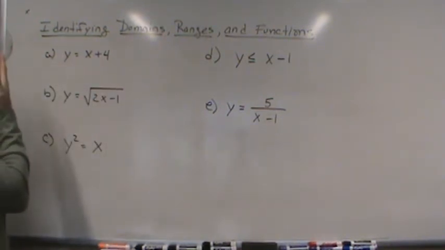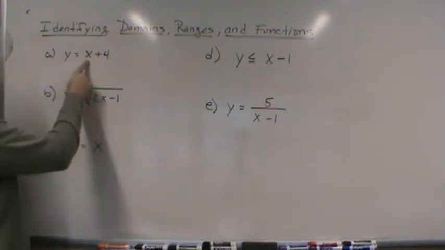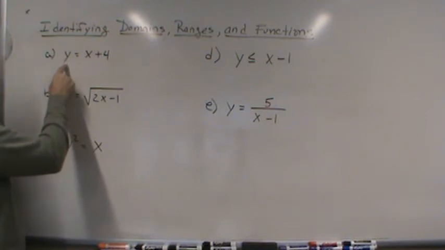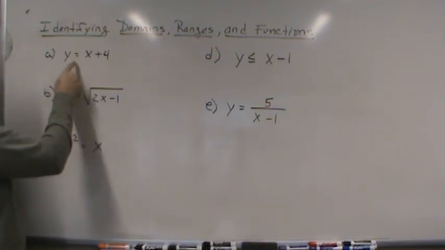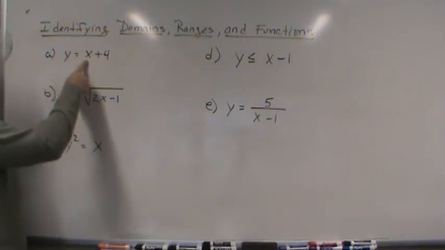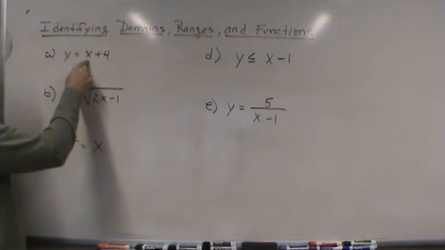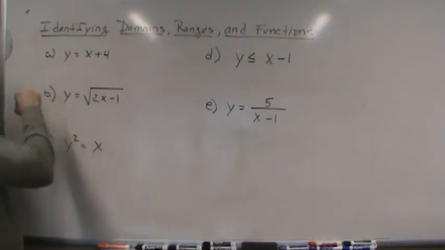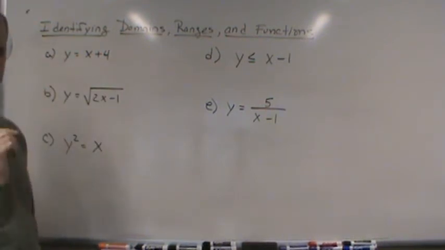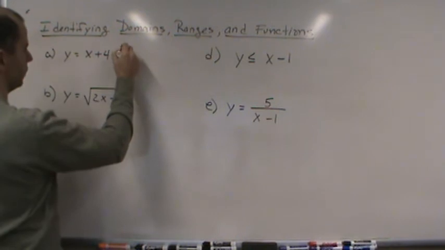So we ask ourselves, for every value of x, is there exactly one y? And the answer is yes. You're not going to get two values of y for one value of x. So for every value of x we put in here, we're only going to get exactly one value of y. So this represents a function.